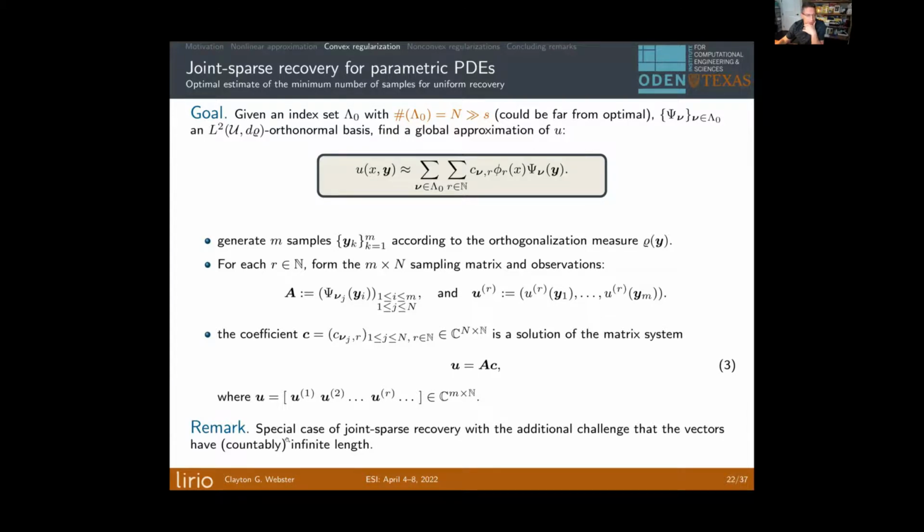And so one can think of this problem as a very special case of joint sparse recovery, but the additional challenge is that these vectors themselves have countably infinite length. Okay? In other words, say I have a basis for that Hilbert space, so I have not approximated that solution yet.